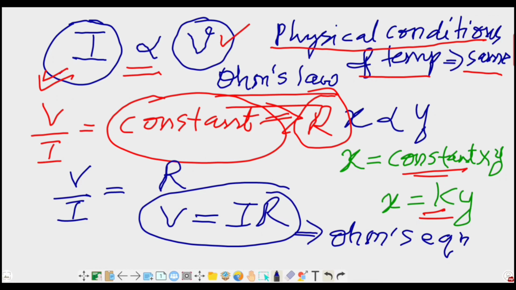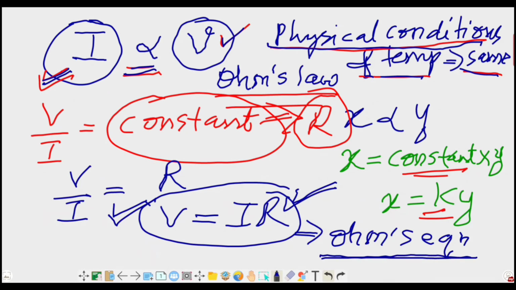With this, mathematically you can easily calculate the value of resistance. So what is Ohm's law? Current flowing through the conductor is directly proportional to the potential difference across the ends of the conductor, provided physical conditions and temperature remain the same. And V equals IR is Ohm's equation.